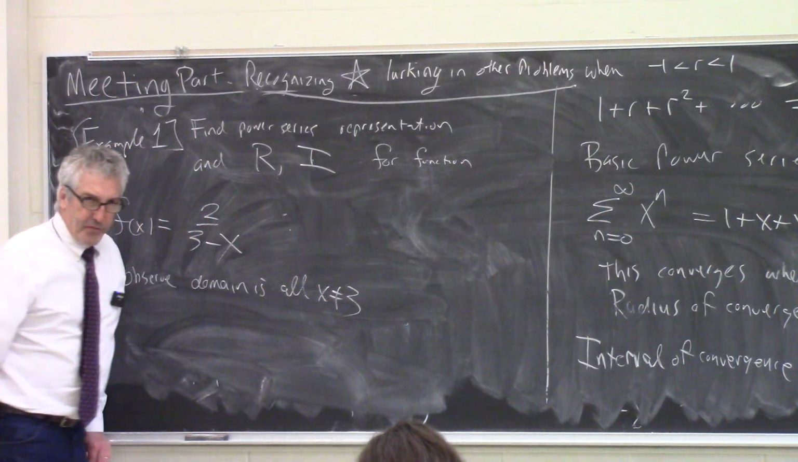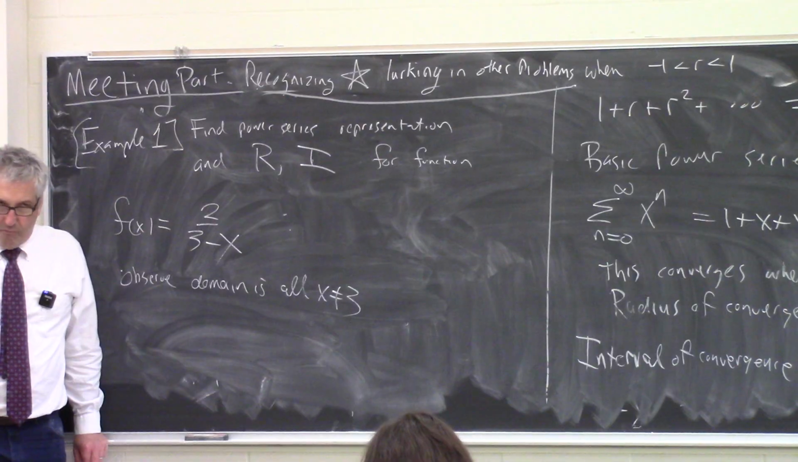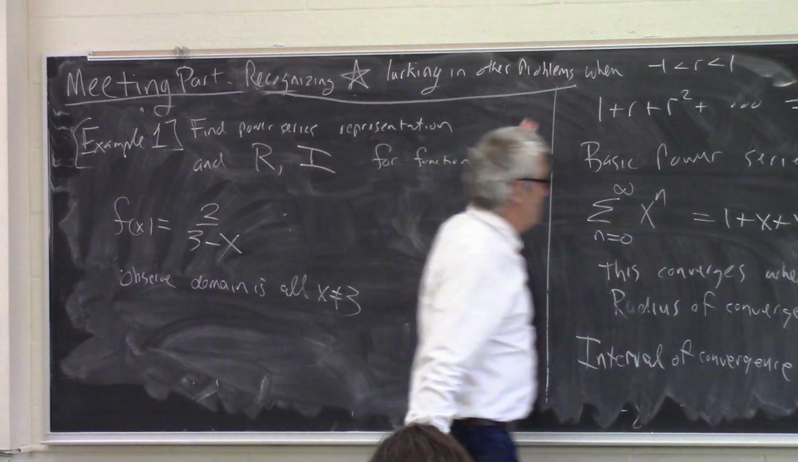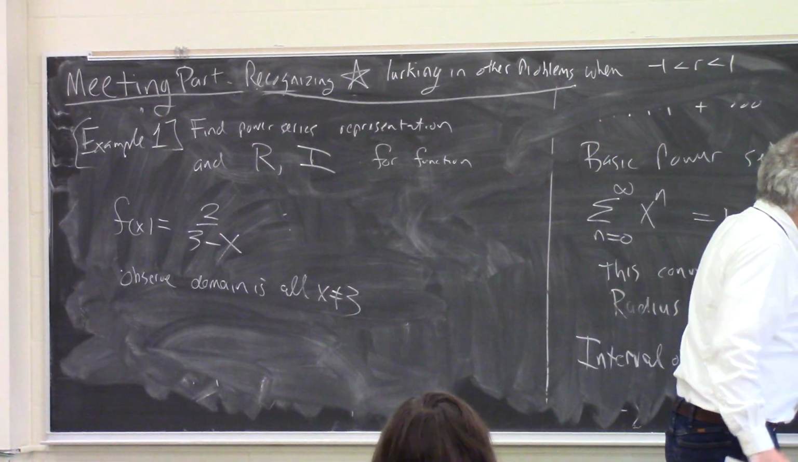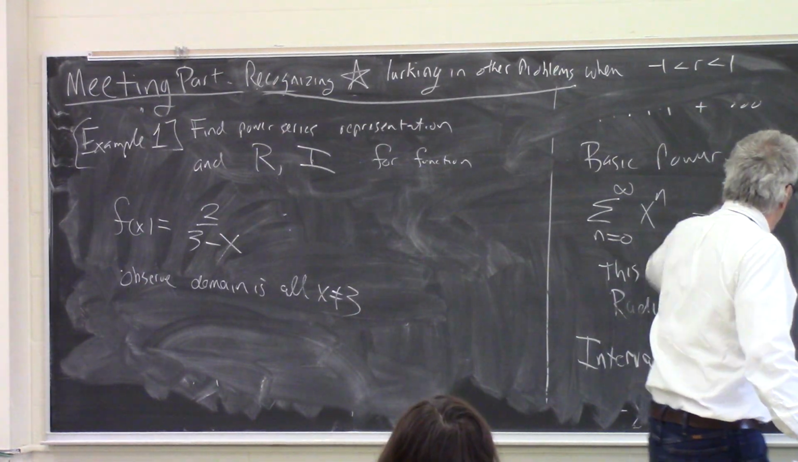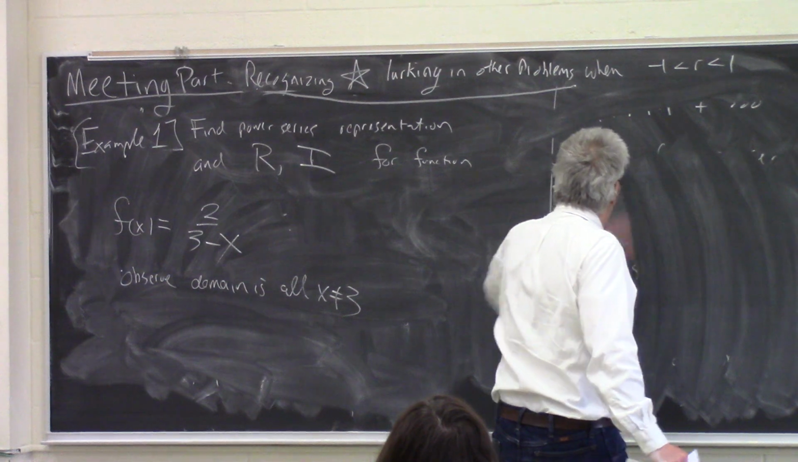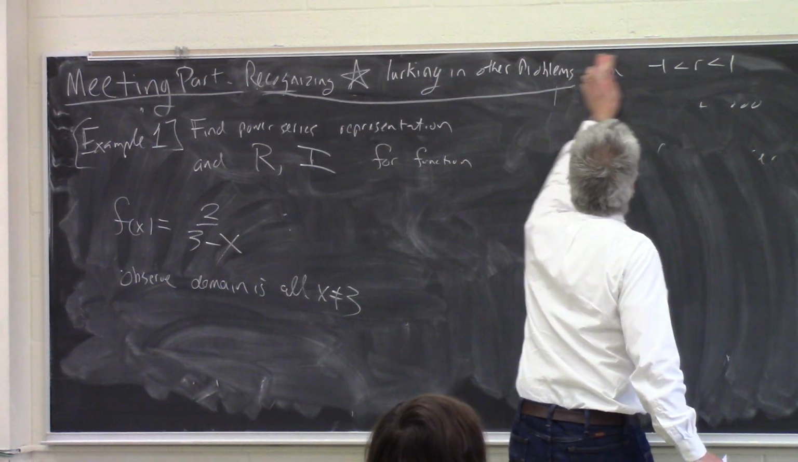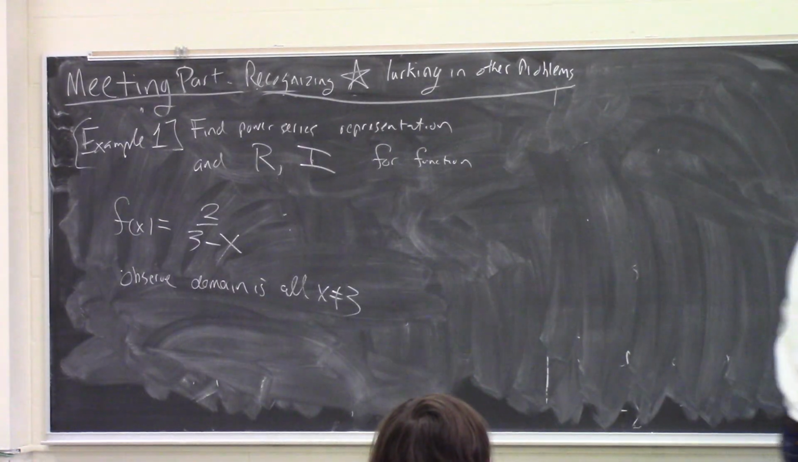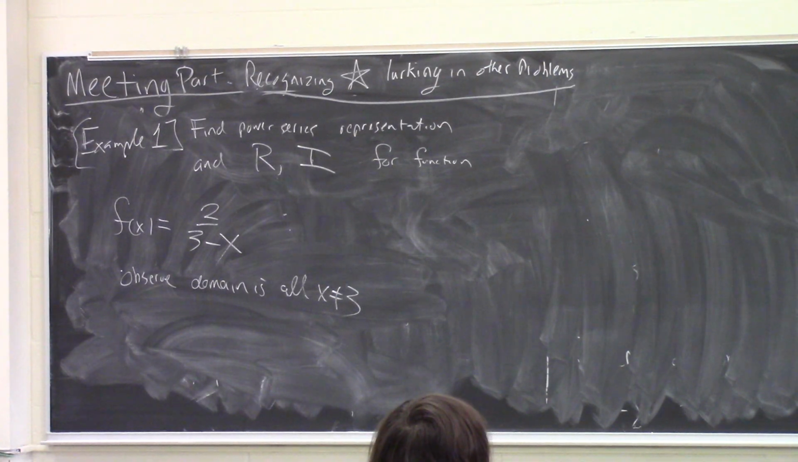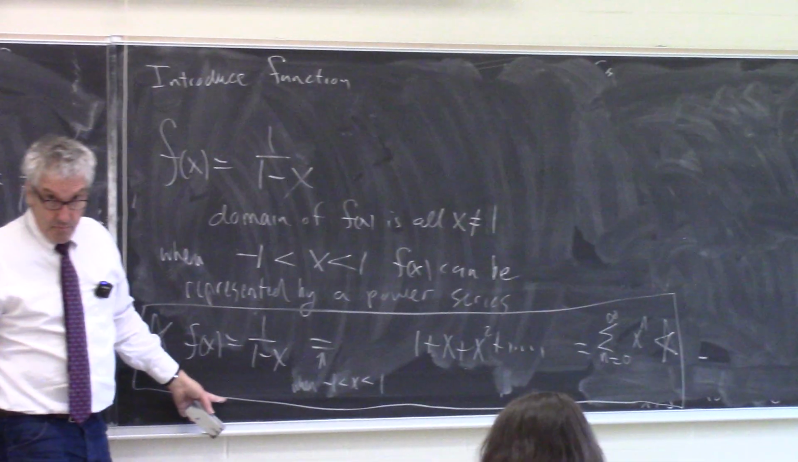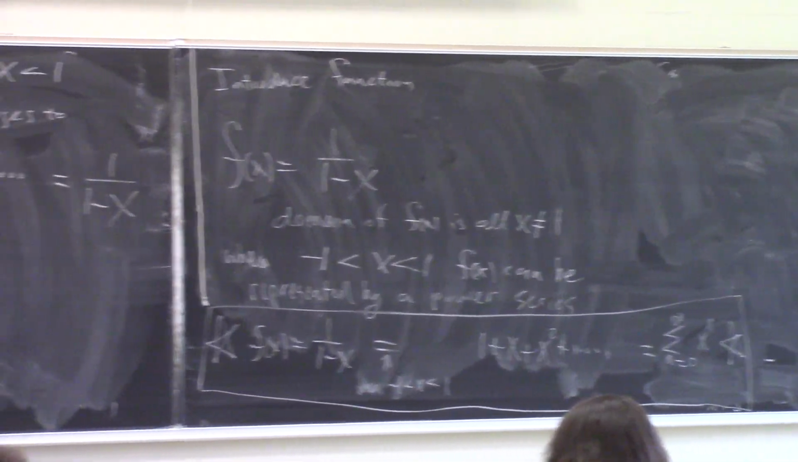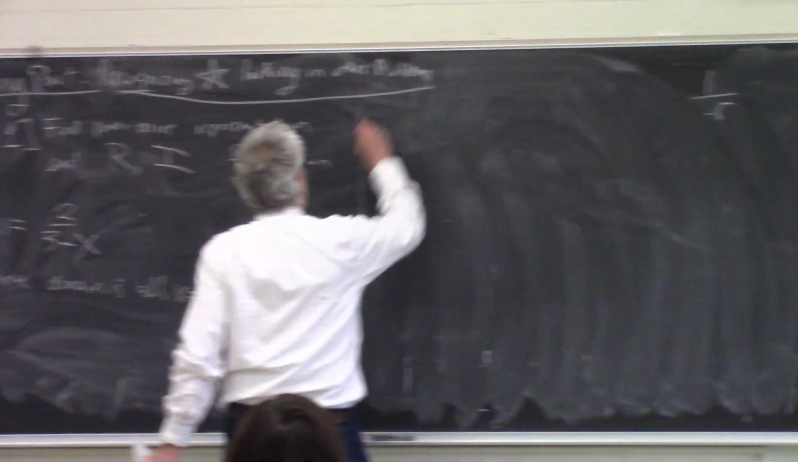So I start with a perfectly good function. This formula is good for all real numbers except x equals 3. Now, what I said is that we're going to be looking for result star, looking for this lurking in other problems. So here we go. We're going to rewrite f of x so that we can recognize star in there somewhere.